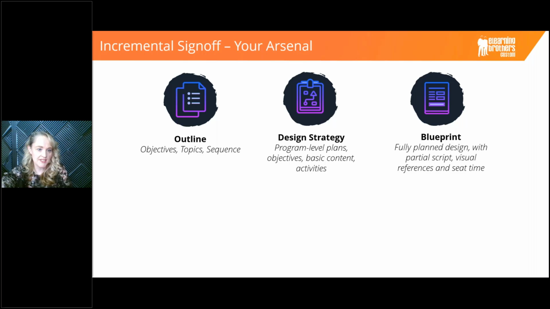Your design strategy is going to maybe go in a little bit further. You're going to include the types of training activities that you want to use in order to make sure that you're meeting your objectives. You're going to dive a little bit deeper. You'll include some basic content. You might think about the topics and the way that you're going to approach different things. And then that blueprint is going to take it one step further, where you fully design it out.